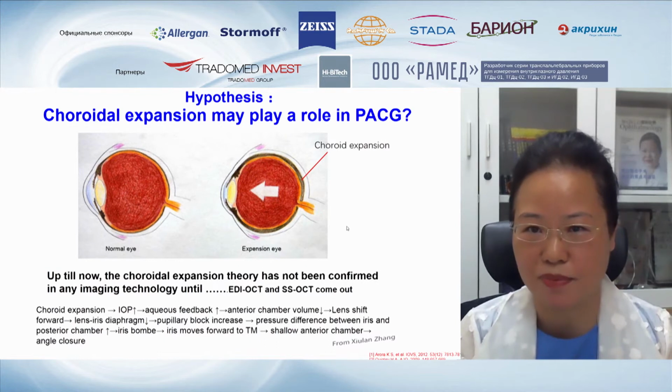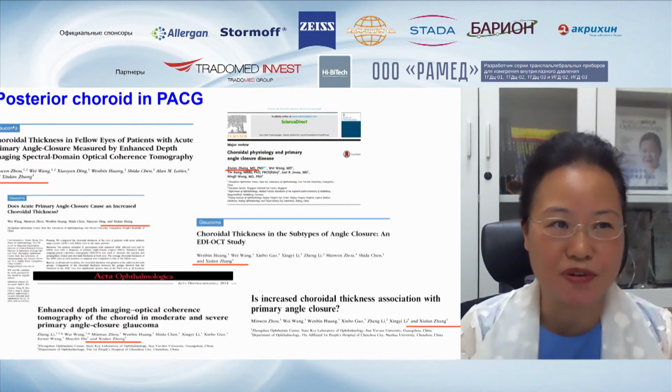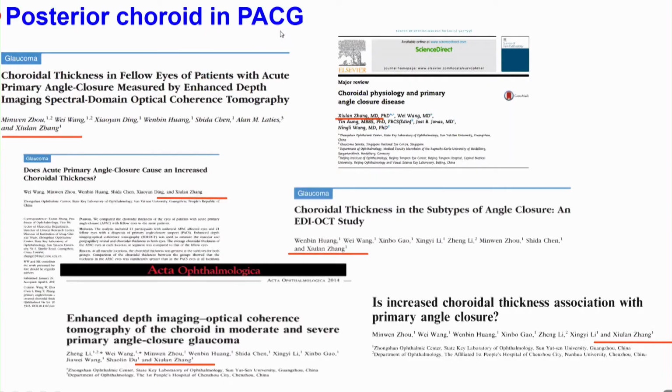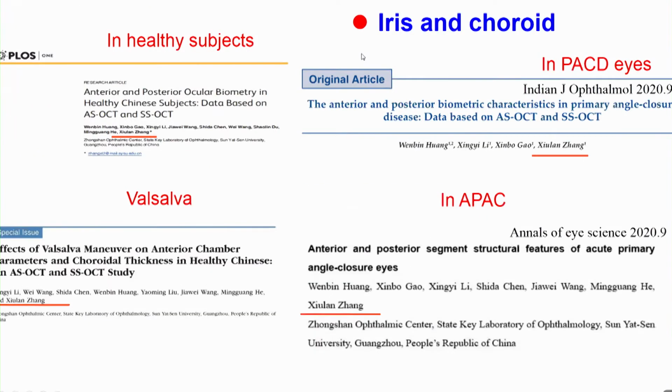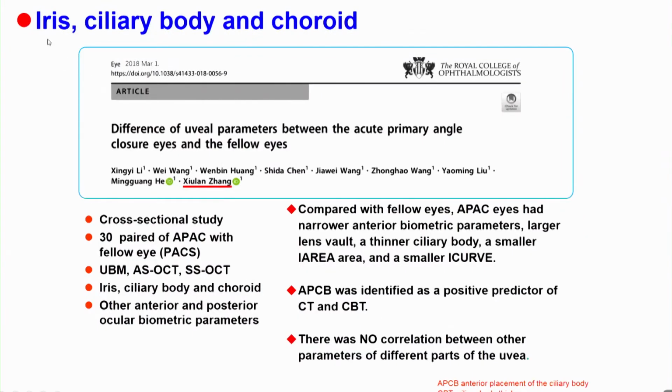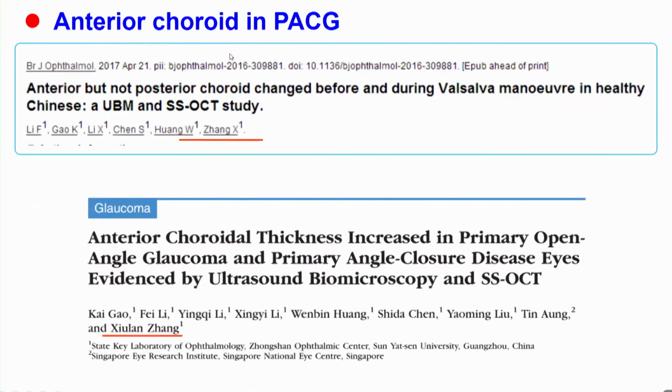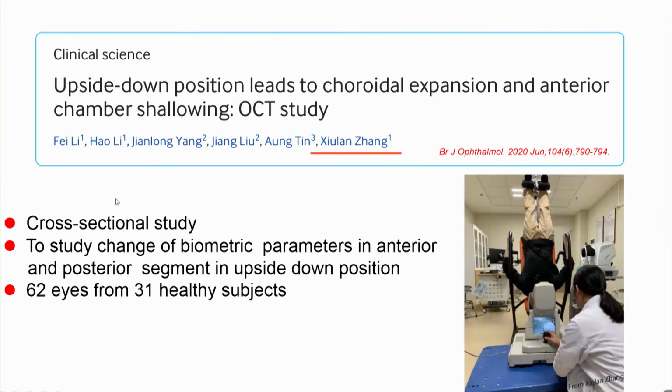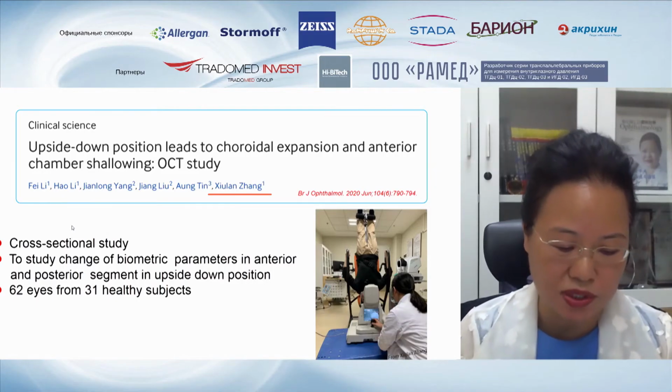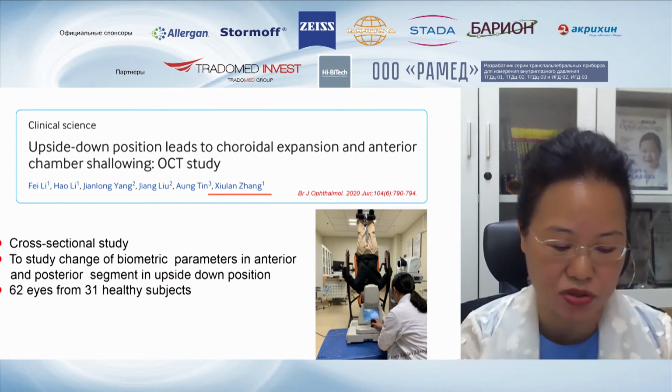And this picture was drawn by my daughter. So we performed studies on the posterior choroid in PACG and published a series of papers. We also studied the iris and choroid, and many other people too. And also the iris, ciliary body and choroid, and also found the anterior choroid also plays a role in PACG. However, all of the above studies were cross-sectional studies. We still don't know the cause-effect relationship between choroidal expansion and anterior segment change.